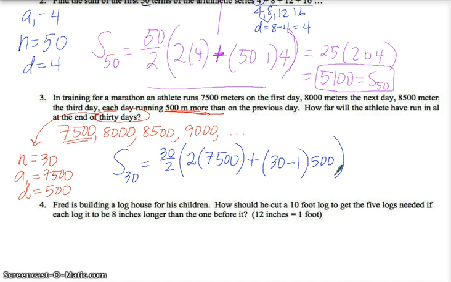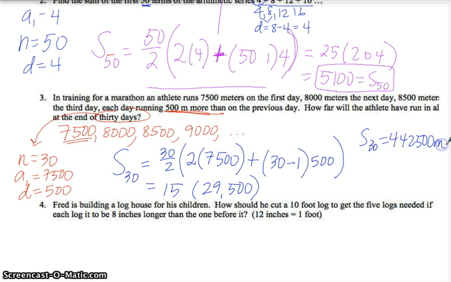So let's figure it out. 2 times 7,500 plus 29 times 500. I get 29,500. I have to multiply that by 15. So I see by the 30 days, the runner has run 442,500 meters. Okay, so what does that mean, meters?